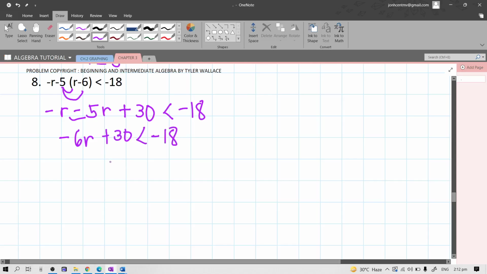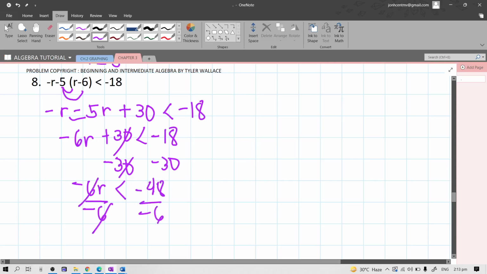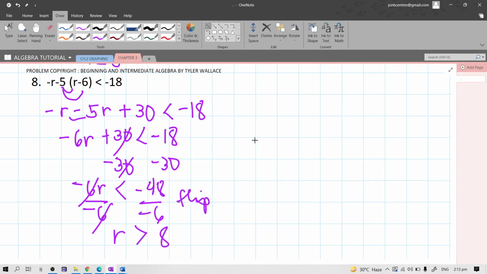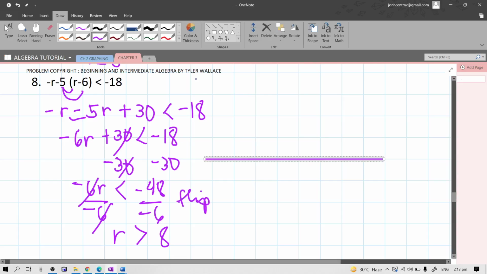So you will have negative 30, you will have negative 6r is less than negative 48. Divide both sides by negative 6. You will have r is greater than 8. So divide mo sa negative, di ba? So flip the sign and let's graph that inequality. So let's say this is 0, this is 8.